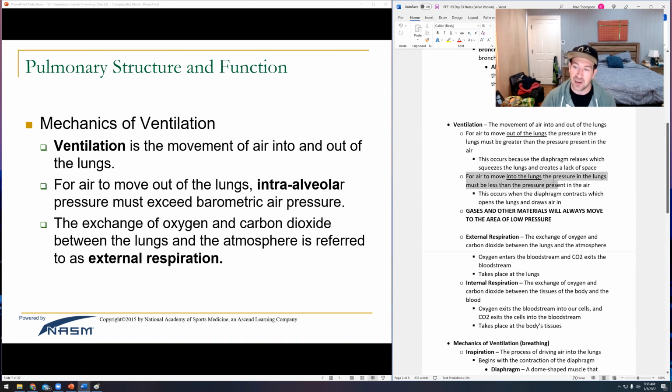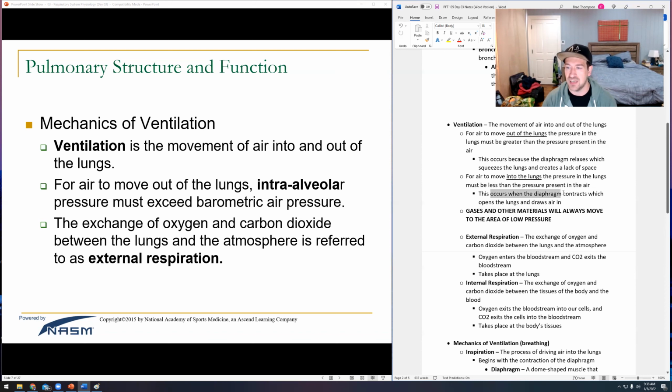And then for air to move into the lungs, the pressure inside the lungs has to be lower than the pressure in the atmosphere. And so the pressure has to be lower in one spot than the other. And then air is going to move to the area of low pressure, because again, nature hates gradients. So it goes from an area of high pressure to an area of low pressure naturally.